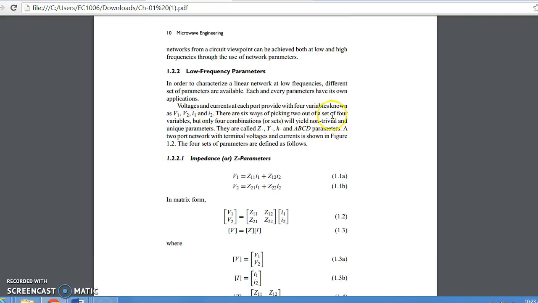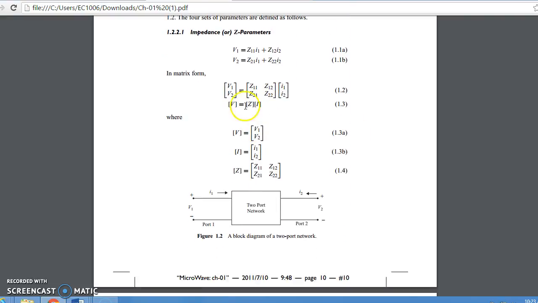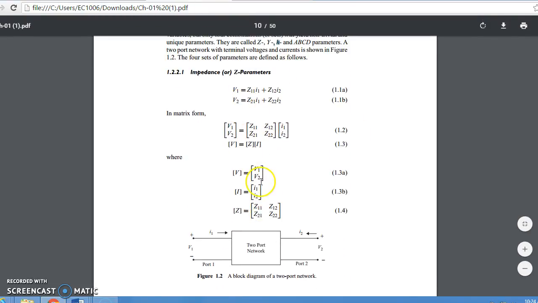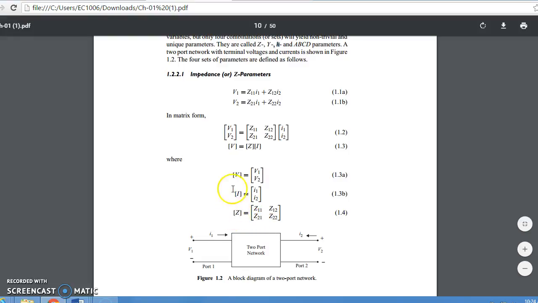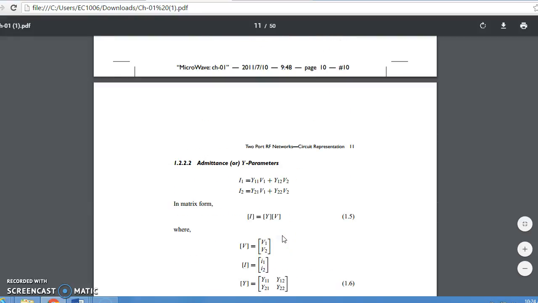There are 6 ways of picking 2 out of a set of 4 variables, but only 4 combinations will give a unique parameter. They are called the Z parameters, impedance, admittance, hybrid, and ABCD parameters. Impedance is called Z, admittance is called Y, hybrid is called H, and ABCD parameters. So Z parameters can be used for two-port analysis. V is equal to V1, V2, I is equal to I1, I2, Z is equal to Z11, Z12, Z21, and Z22.